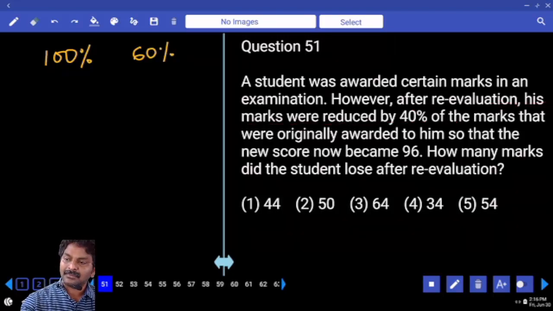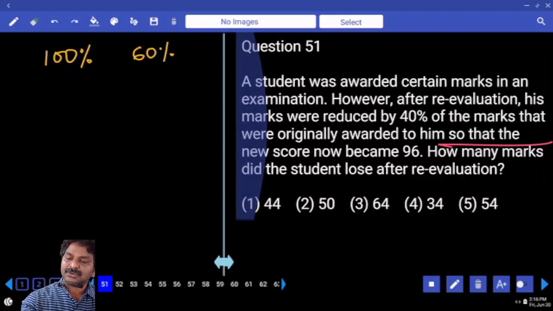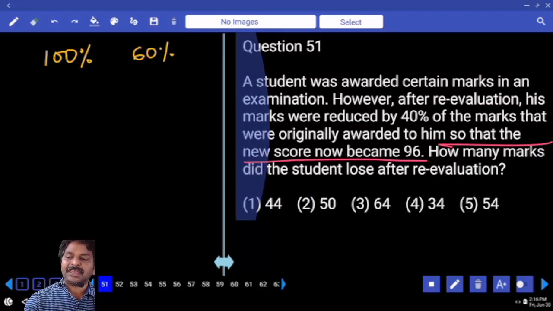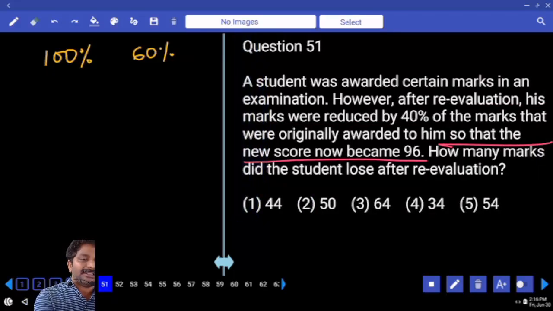So the new score now became 96. That means 96 is equal to what percentage? 60%. Then 1% is equal to 96 by 60.